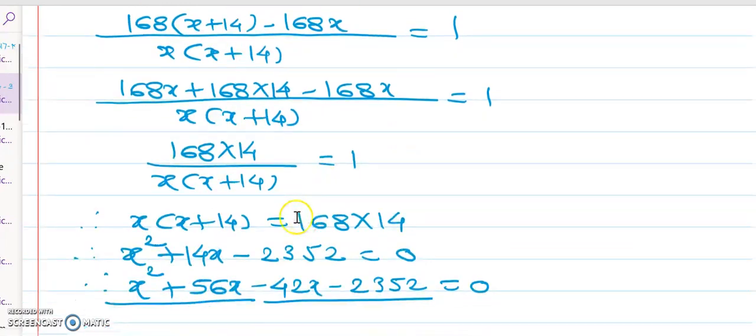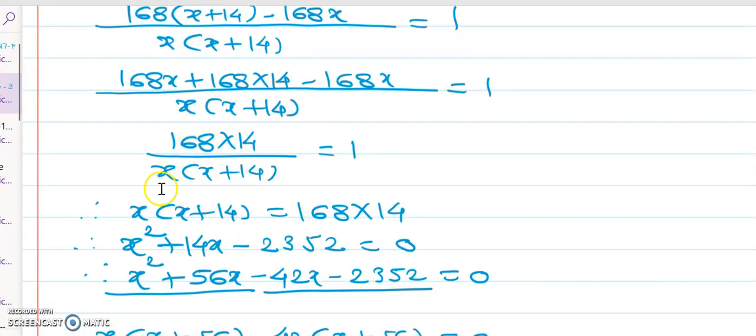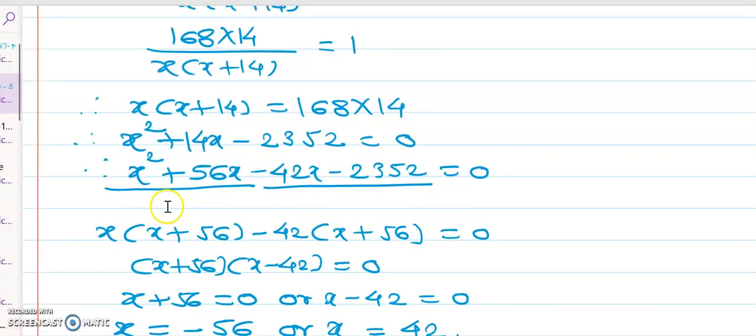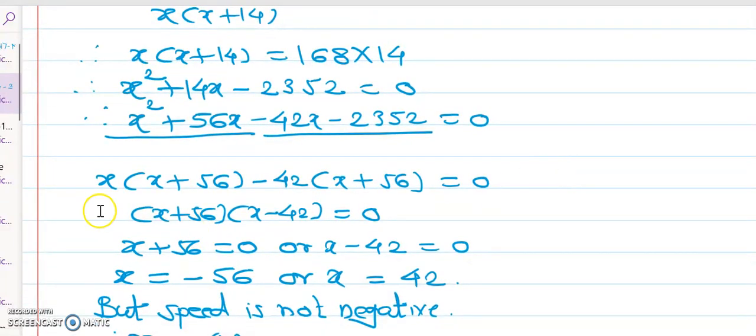After the simplification, you get 168 into 14 upon x in bracket x plus 14 equals 1. Therefore, x in bracket x plus 14 equals 168 into 14. After simplification, you get x square plus 14x minus 2352 equals 0. Now factorize: x square plus 56x minus 42x minus 2352 equals 0. Now take the common terms, x is common and minus 42 is common.